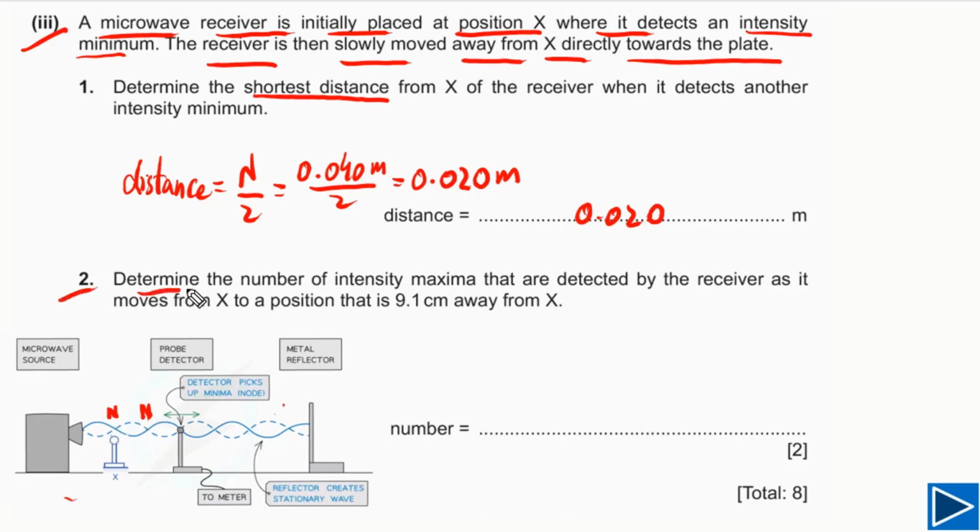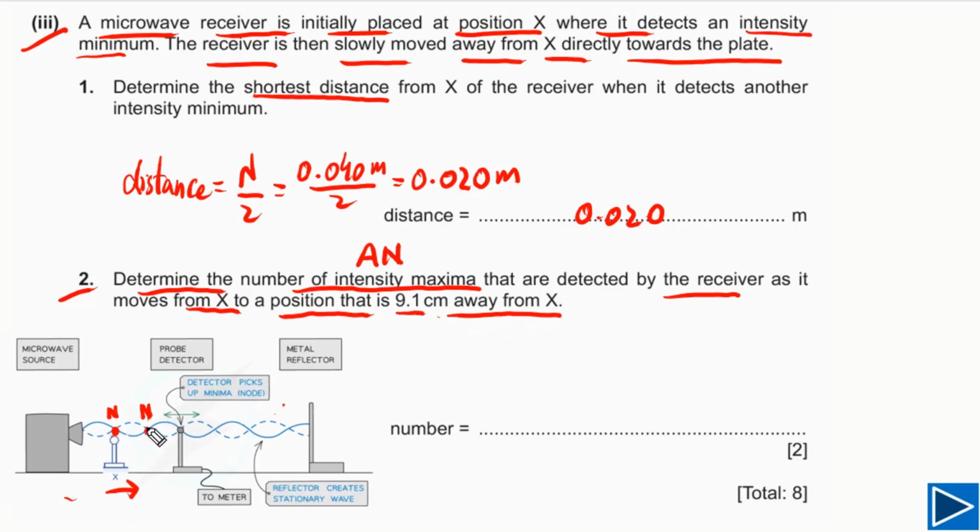For the next part, we need to determine the number of intensity maxima. It simply means that we need to determine the number of antinodes when the detector is moved from position X to a new position that is 9.1 centimeters away from X. So at this point our detector was placed at position X. Then we move our detector to the right and the new position is 9.1 centimeters away.